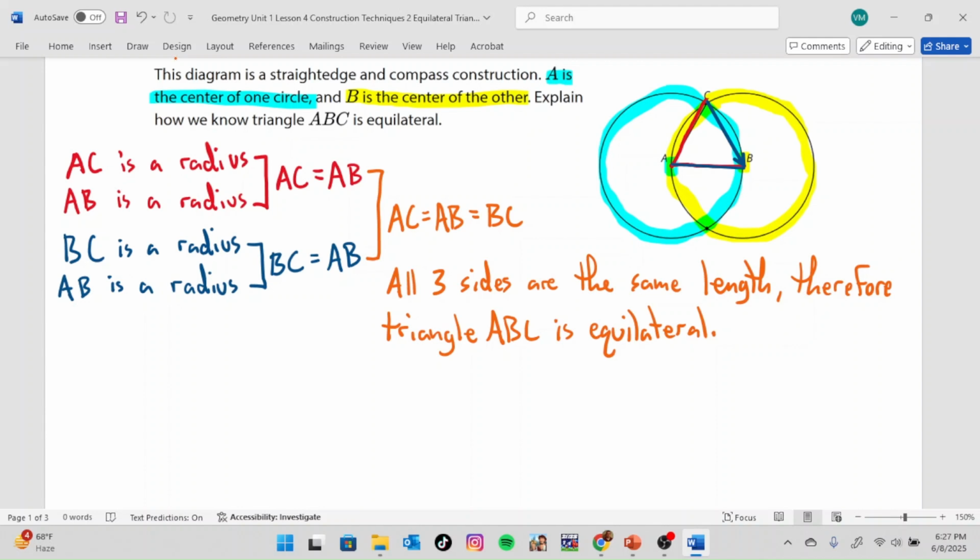So here, if I know that two sides of the triangle are equal because they're both radii of the left circle, and then I know that two sides of the triangle are equal because they are both radii of the other circle, and I know that two of those lines were the same, now I can use that to show that logically all three sides must be the same.